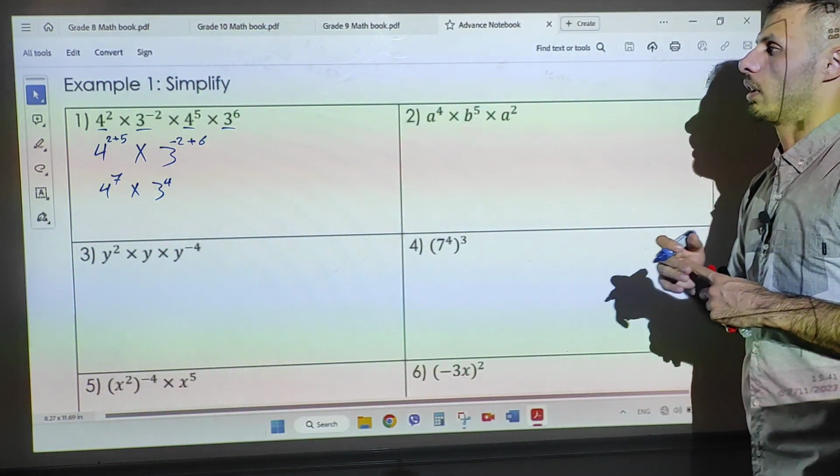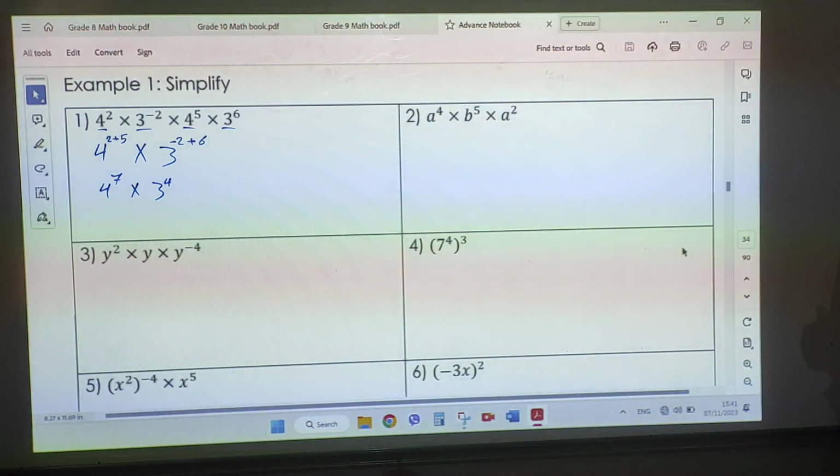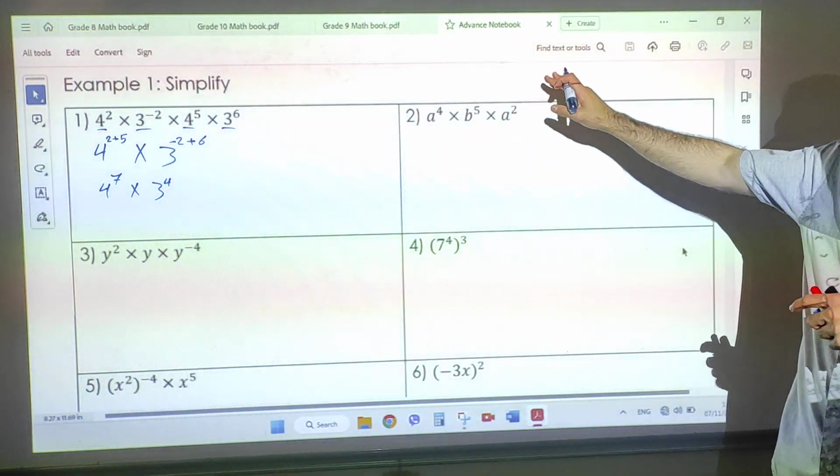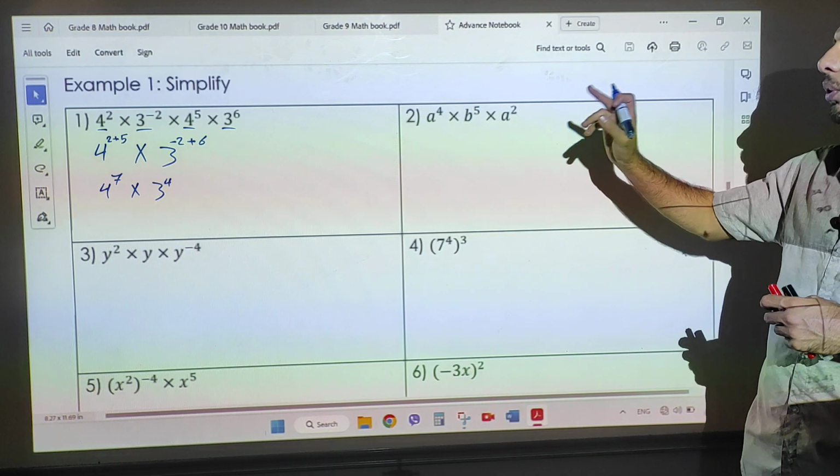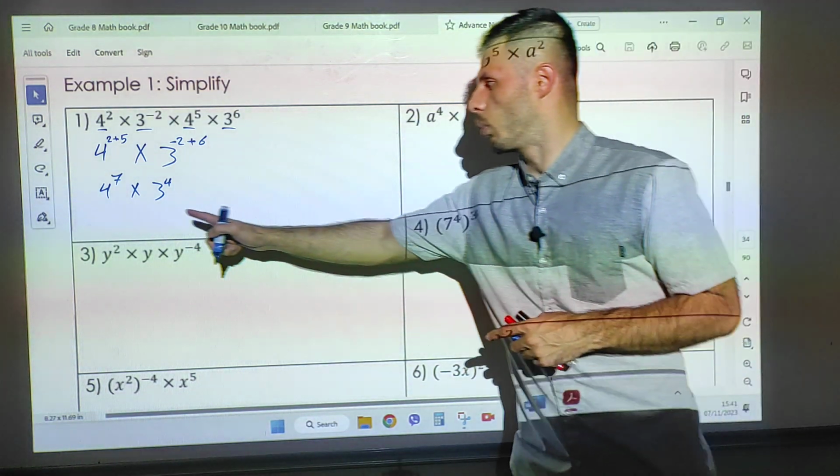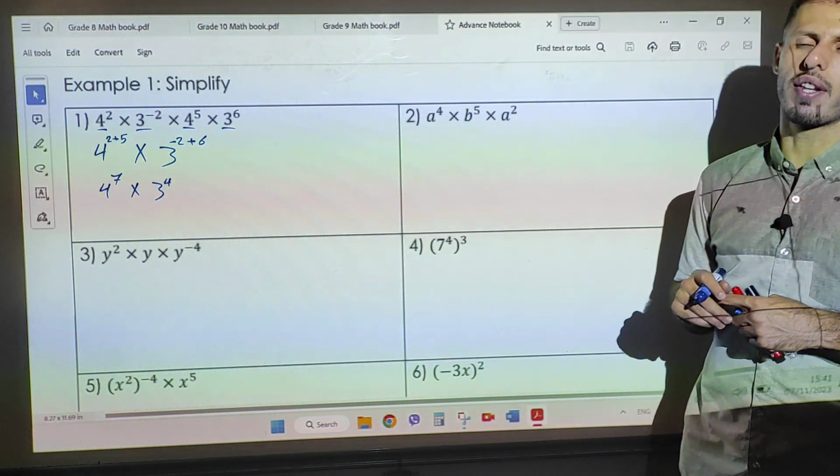For this one, we don't need to evaluate. It just tells us to simplify. In simplify, we just write them. Each one of the bases, where we have different bases, we write once. We have only one base 4, only one base 3.